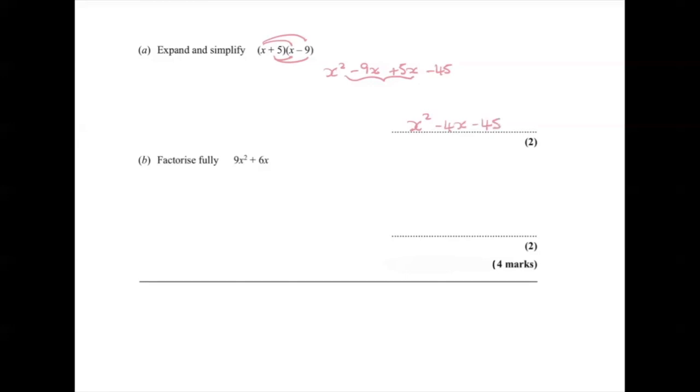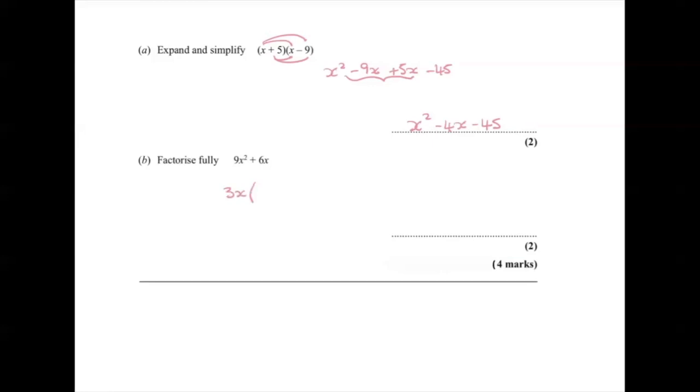Now for the factorising, we're looking for factors. We're looking for something that's common in both terms. If we look at the 9 and the 6, 3 is common. 3 times table is in both 6 and 9. And the x is in both terms. So 3 and x is on the outside.